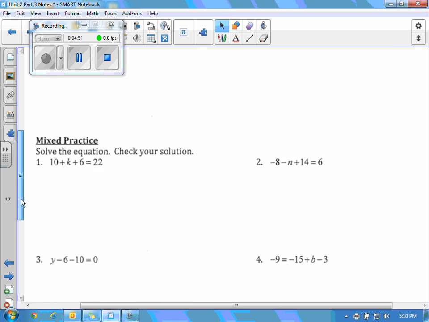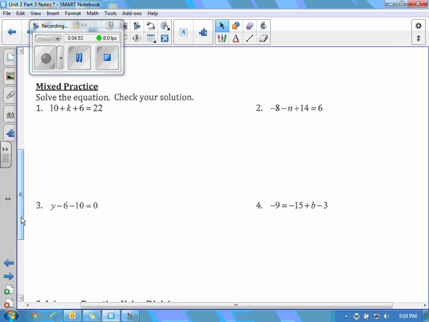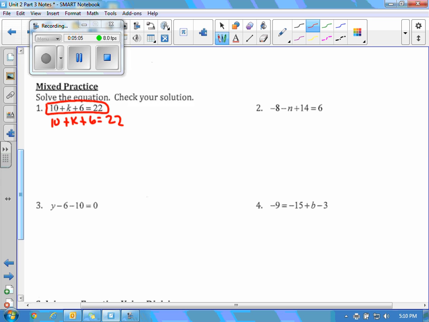If you look at the next section, it says mixed practice, so we just got a little bit more going on here. So it's a little bit more complicated. As always, we're going to box and rewrite. So I have 10 plus k plus 6 equals 22. I look at the left side because that's where my variable is. I want to combine like terms first. So I'm going to get k plus 16, 10 plus 6 is 16, equals 22.